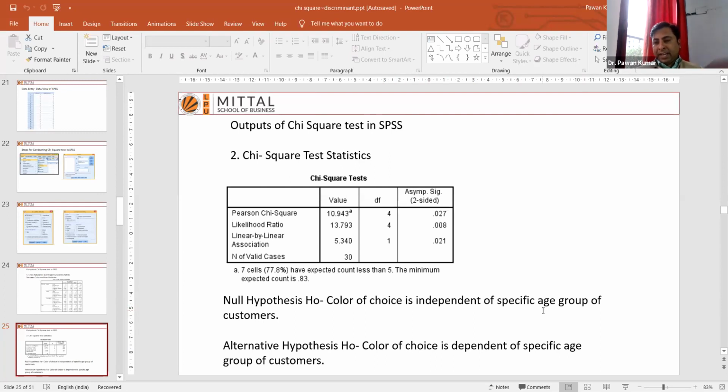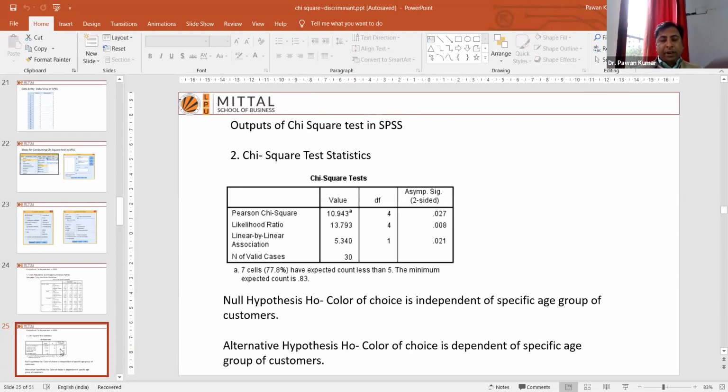This is denoted by H naught, and in the alternate hypothesis, sorry, this is a typographic mistake, it is H1, please. Don't take it as H naught, it is H1. It is a typing mistake. So H1 would be the color of choice is dependent on specific age group of customers. Okay, is this clear to you? This slide is clear to you?